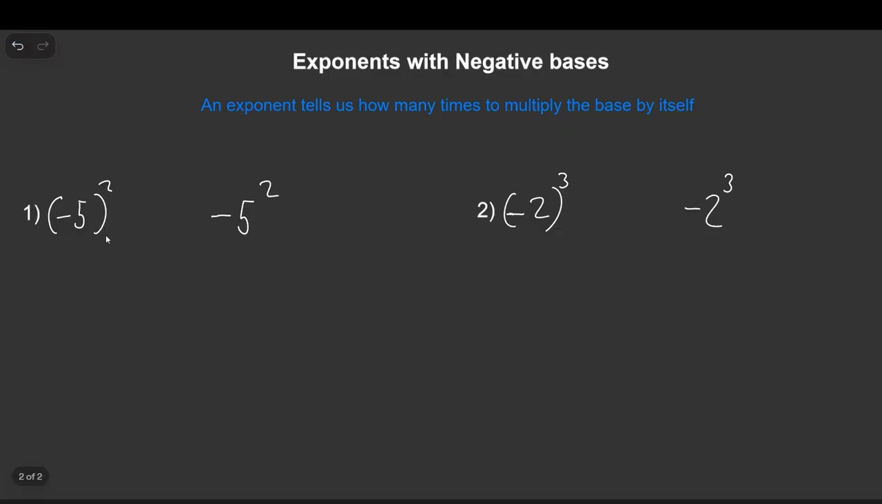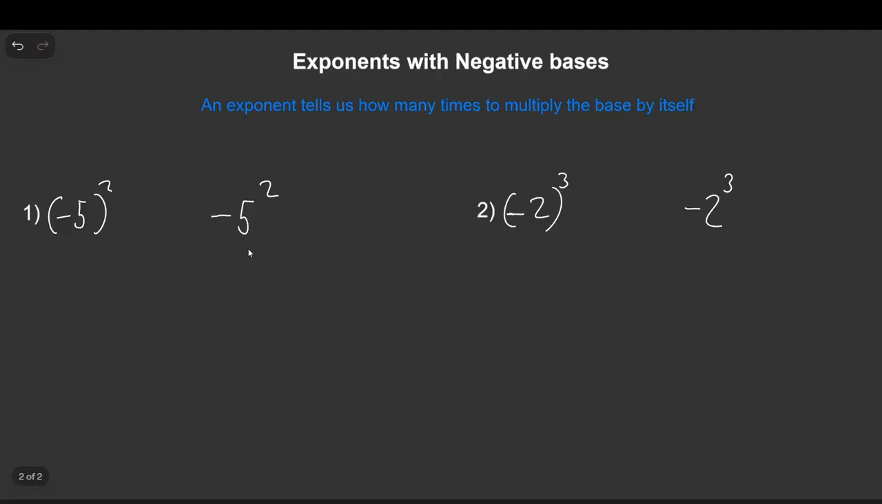We have a minus 5 squared with parentheses, and a minus 5 squared without parentheses. There's a difference here, so I want to show you how these differ. The parentheses are very important, so keep that in mind. Let's start with the minus 5 that's within the parentheses.